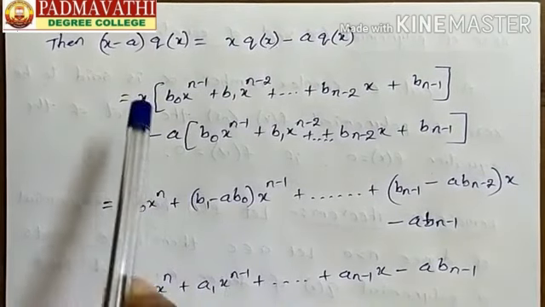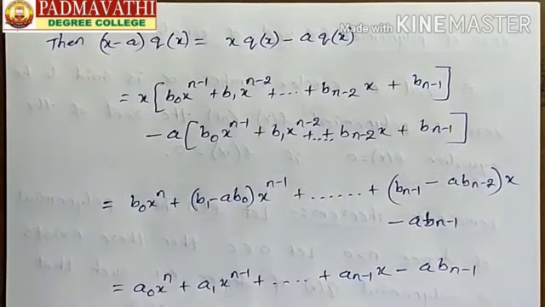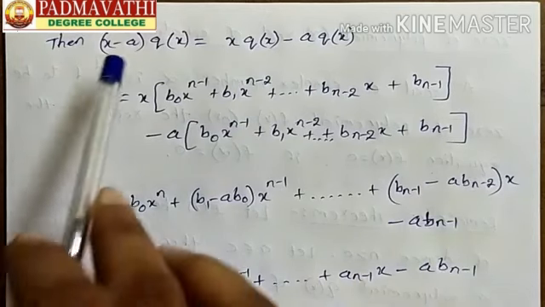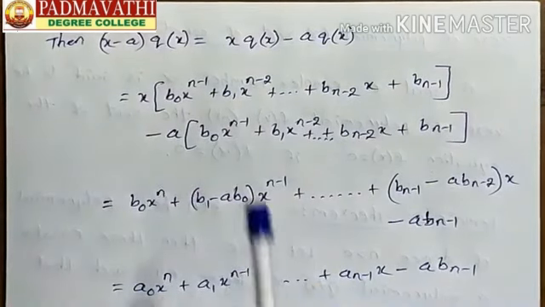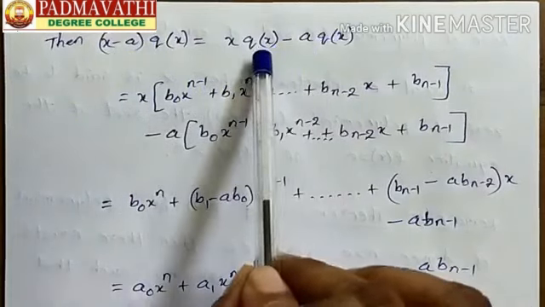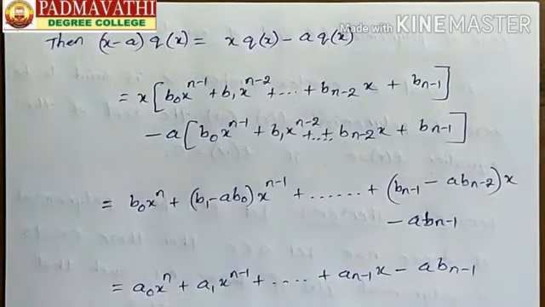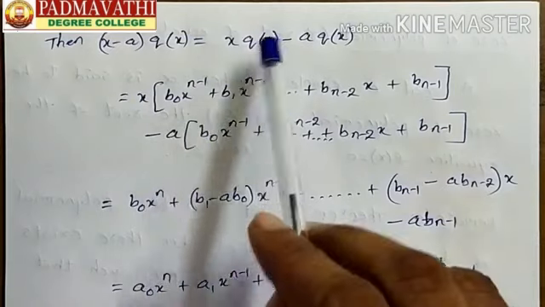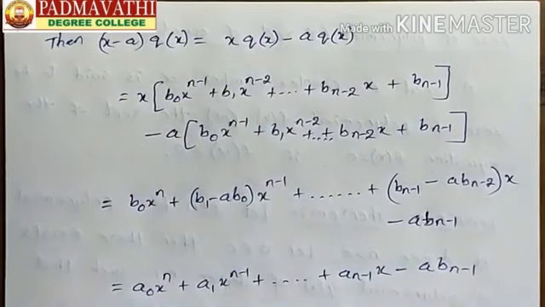Now I am considering the value x minus a into q of x. The product of these two values I am considering now. Now multiply this q of x to this x minus a: x into q of x minus a into q of x. Here the q of x value we already defined, so I am replacing that value here.